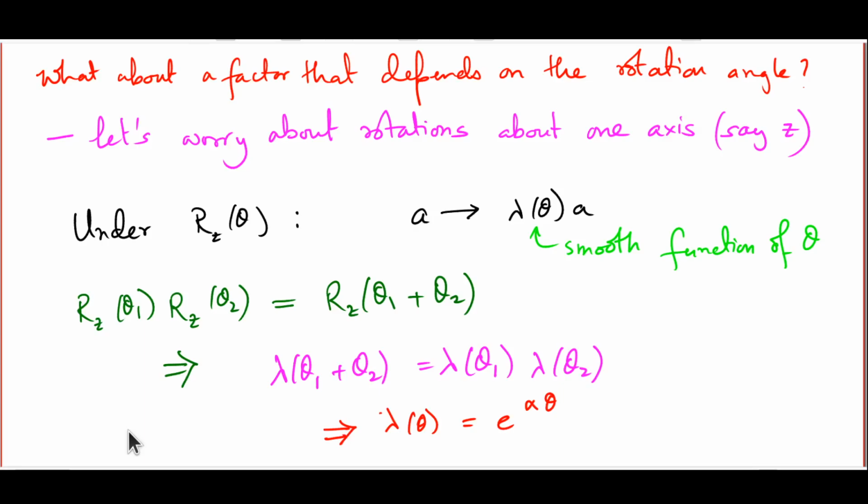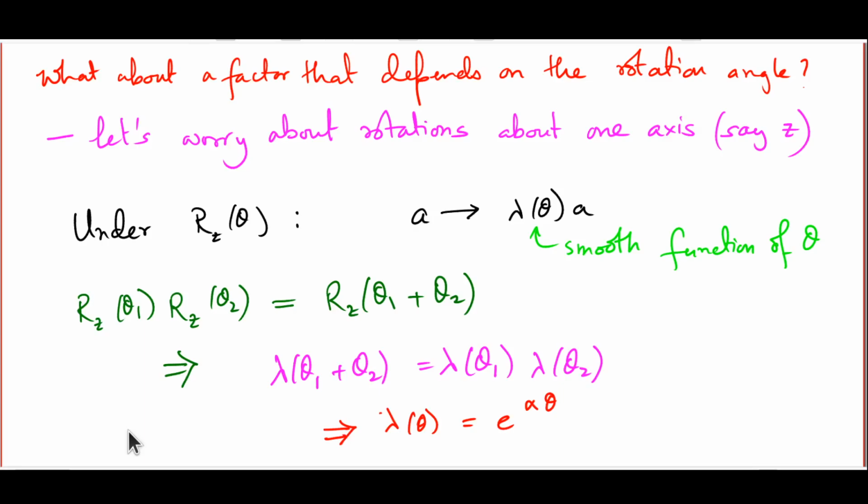Now, for rotations about a single axis, there is a very simple combination rule. Rz(theta 1), Rz(theta 2). That is, rotate about the z-axis through an angle theta 2 first, and then rotate about the same axis through an angle theta 1. Of course, leads to an overall rotation about the z-axis through an angle theta 1 plus theta 2. Rz(theta 1) times Rz(theta 2) is Rz(theta 1 plus theta 2).